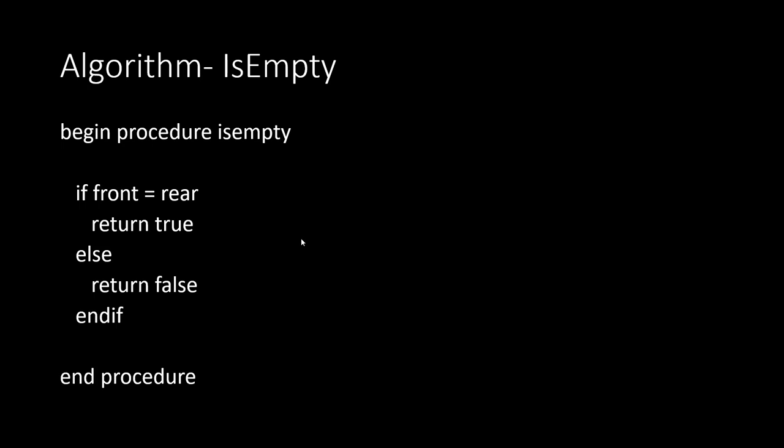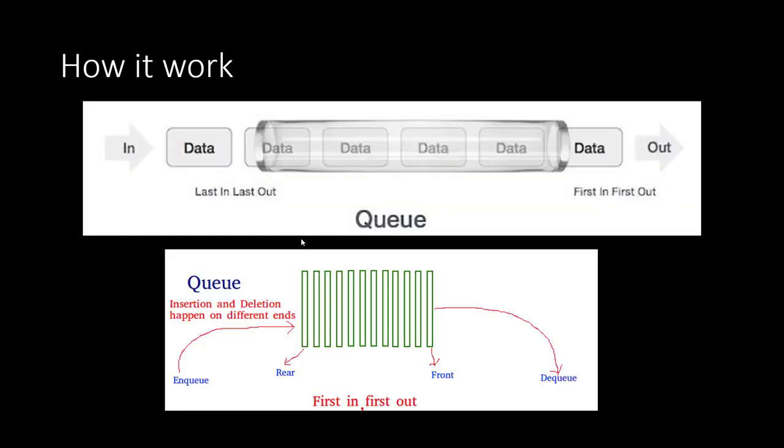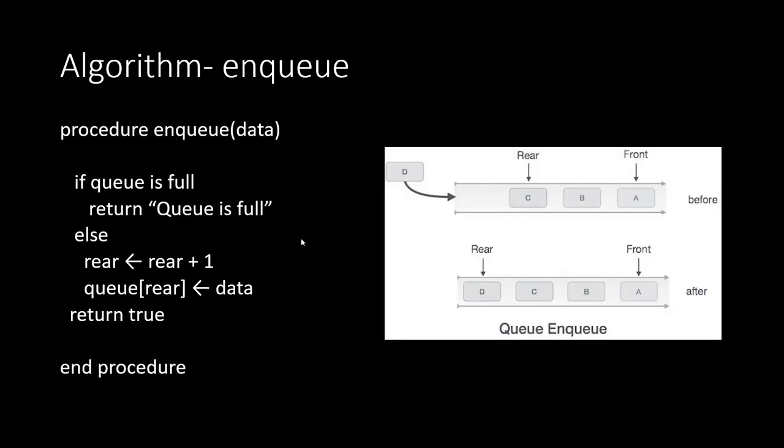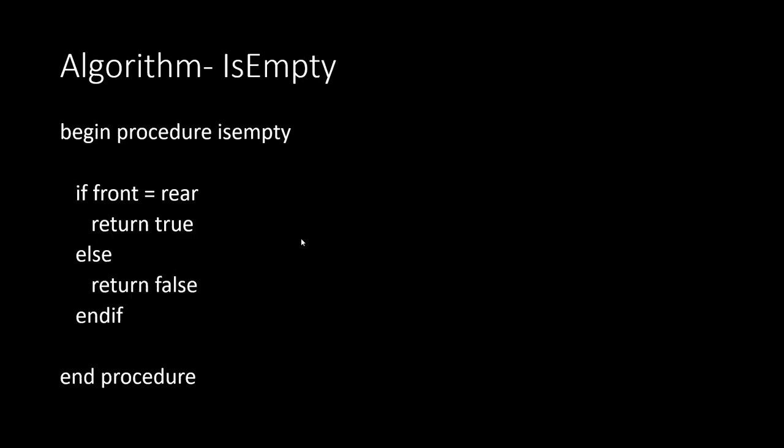Is empty. So if you look at the picture again, rear will keep exceeding. Rear will basically have the pointer of the first element, and front keeps changing based on how many data items are added. What if both are matching? So both are matching, it means that it is empty.